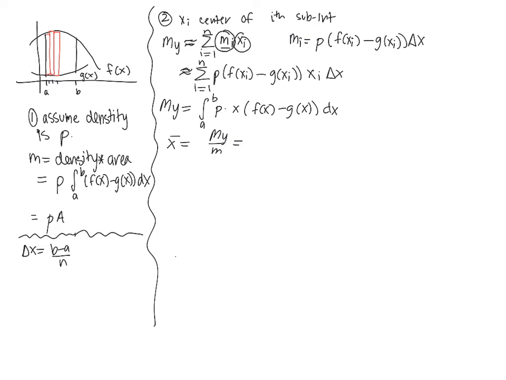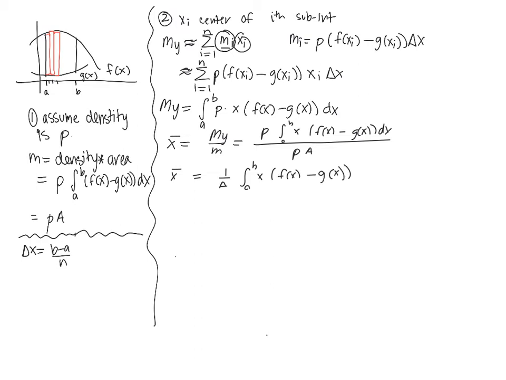My over m is going to be rho times the integral from a to b of x times f of x minus g of x dx over the total m, which is rho times A. So what I'd like you to know for x bar is that it's calculated using 1 over A integral a to b x times f of x minus g of x. So that's the formula for x bar. The fact that the uniform density is rho just drops out of the equation when you do that division. So that's the middle x part.